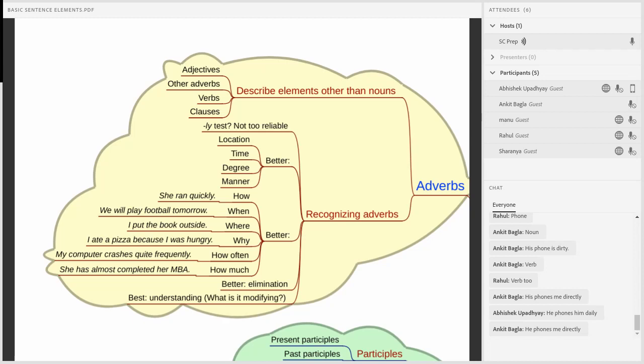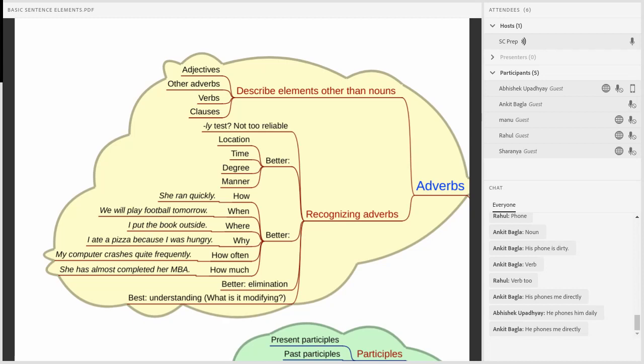Adverbs. What's the role of an adverb? An adverb is supposed to describe anything other than a noun. So that would mean it can describe another adverb, it can describe an adjective, it can describe a verb, or it can describe an entire subject verb combination. Obviously, some adverbs will be limited in what they can describe, but whatever an adverb describes will be one or more of these things.